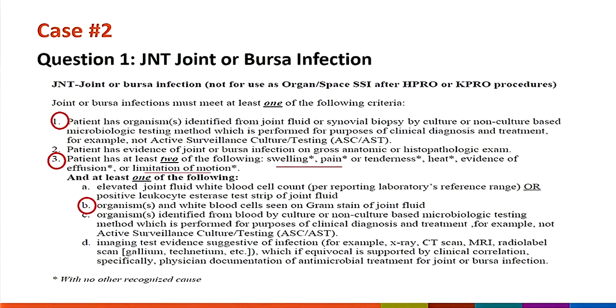So this patient actually meets, again, as we've seen before, two criteria for JNT, or joint or bursa infection. The patient meets criterion 1 with organisms identified from the joint fluid. And the patient actually also meets criterion 3, which involves 2 symptoms. And the patient has 2 of those symptoms, swelling, pain, actually 3, and limitation of motion, all in the IWP. And the patient has organisms, this should be 3C, organisms identified from blood by culture or non-culture-based microbiologic testing. Sometimes when we work on these slides, those little circles get shifted, and so that should be C. If you'll make that note.